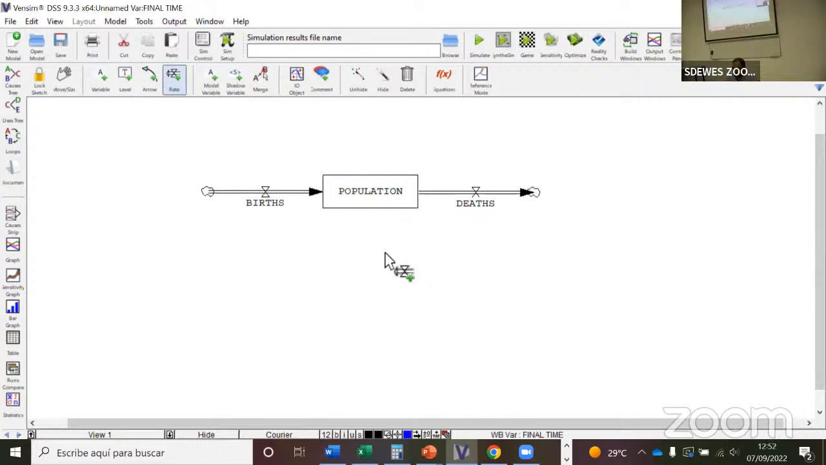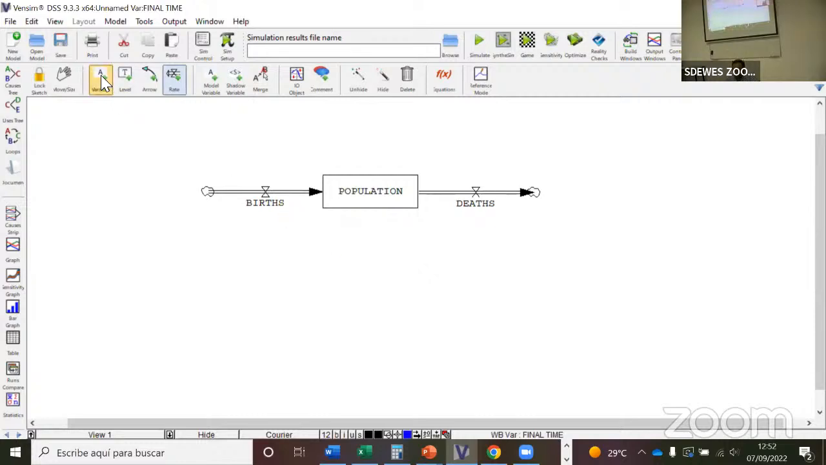Okay. This is the basic inflow, outflow. But births is just a derivative. Usually we will need a parameter to define births, for example, birth rate. So we will need at least a couple of auxiliary variables: birth rate and, for example, average life, or life expectancy, or something like that.